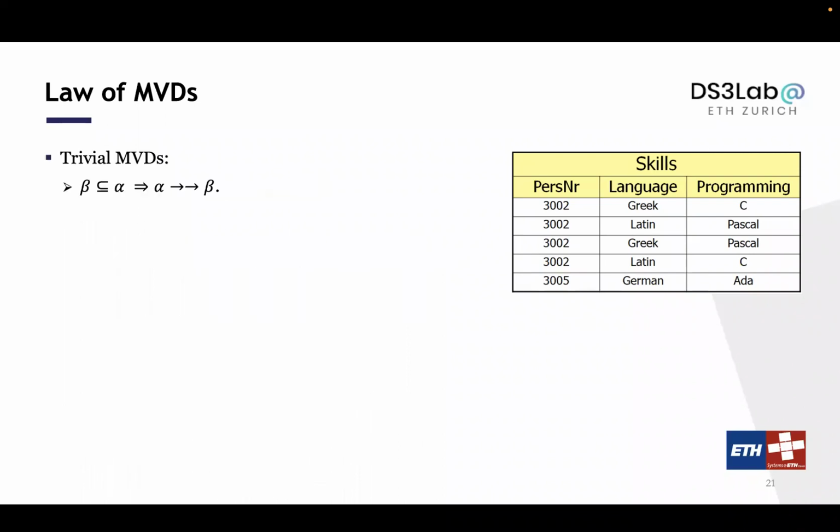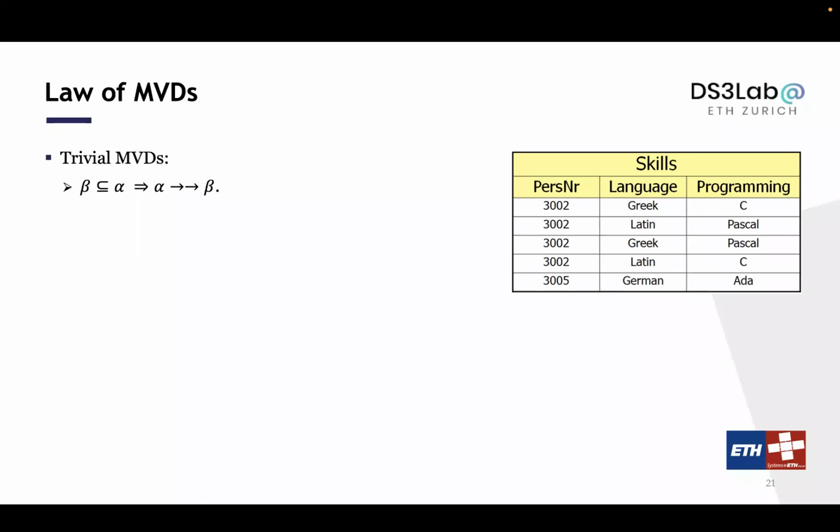So there are actually more laws about dependencies. There's another case that's trivial. Assume I have two collections of attributes, alpha and beta, and beta is a subset of alpha. In this case, you always have the multivalued dependency from alpha to beta. Essentially, a superset is going to multivalued-decide a subset.